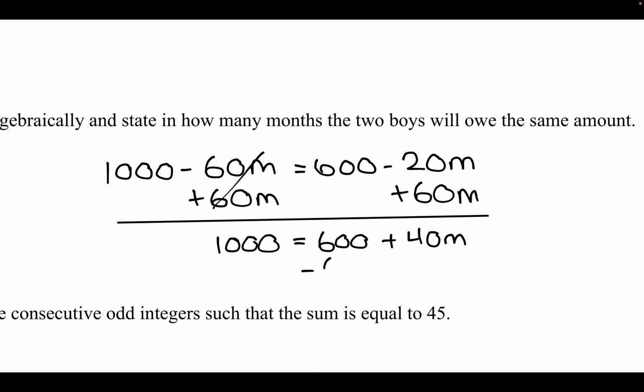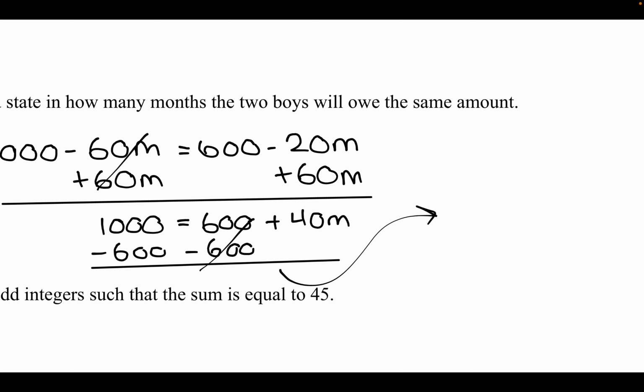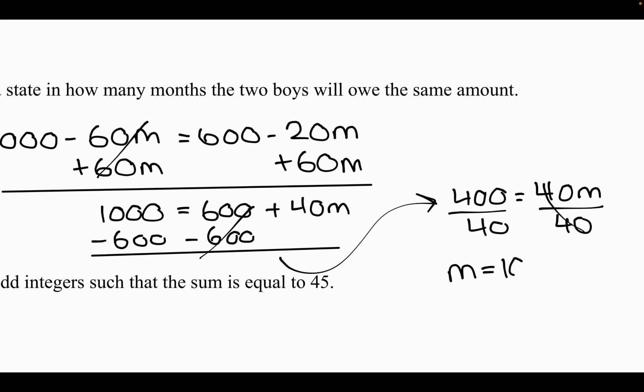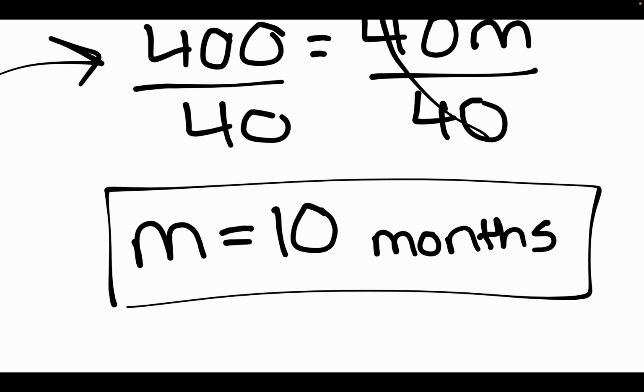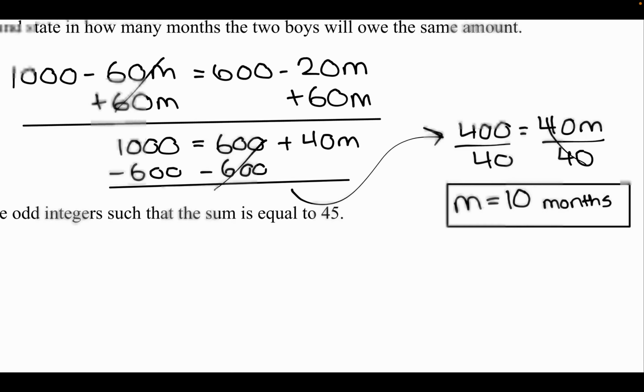and then minus 600 minus 600. Okay, I'm running out of room, so I'm going to write it over here. So 1000 minus 600 is 400 equals 40m. And then if I want to solve for m, I would divide by 40. The 40s cancel, and I'm left with m equals 10. So that means that it would take them 10 months to owe the same amount to their parents. Make sure that you label, especially when it's a word problem. It's 10 months. And that's your final answer for this one.